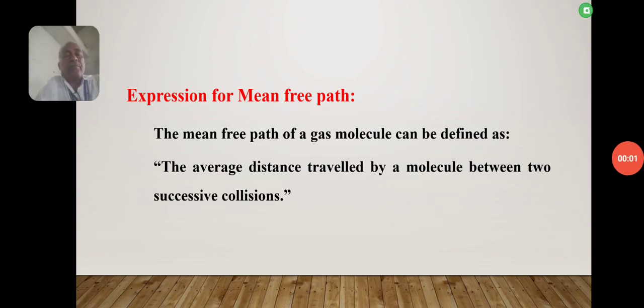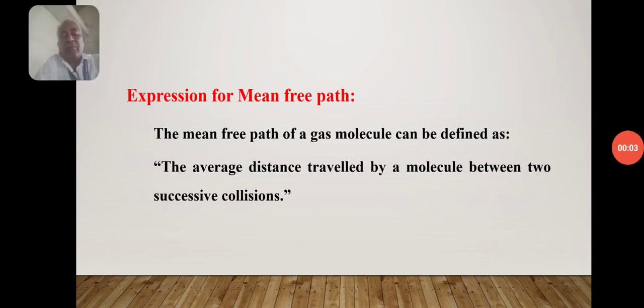Hello students. In the previous period, we have seen the sphere of influence, and the volume of the sphere of influence of a molecule equals 8 times the volume of the molecule. Now in this period we'll discuss the expression for mean free path.